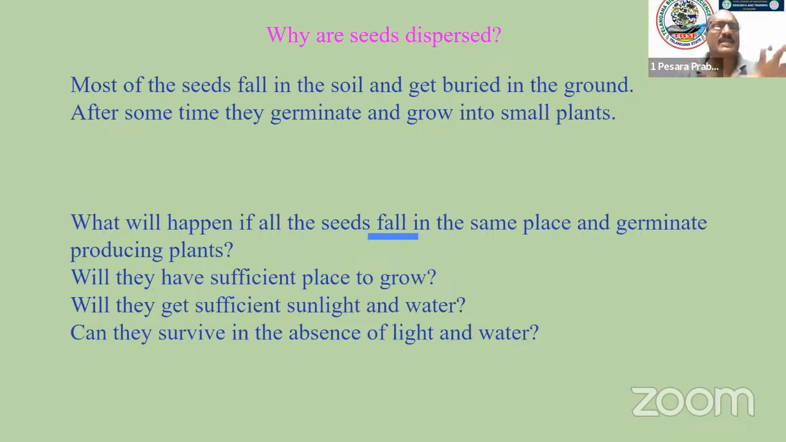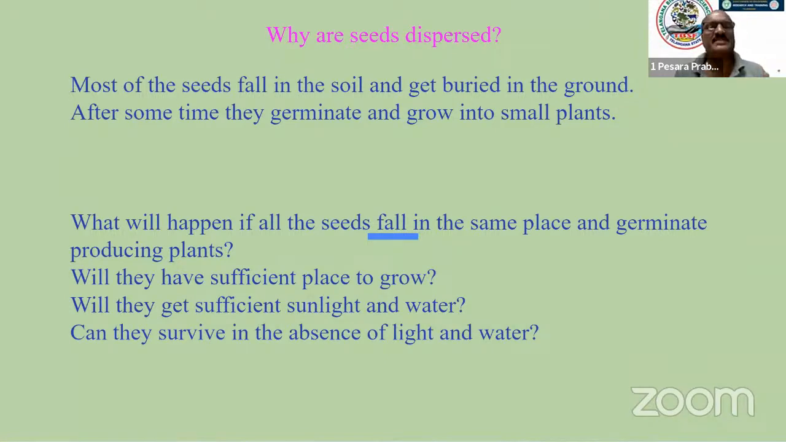So imagine there are only 5 food packets, or only 5 meals available there, but you are 10 members. What will happen? There is a competition towards the food, and there is fighting towards the food. Like that, here also, will they have sufficient place to grow? No. Why? Because if all the seeds germinate at the same place, there is no sufficient place to grow for each plant.